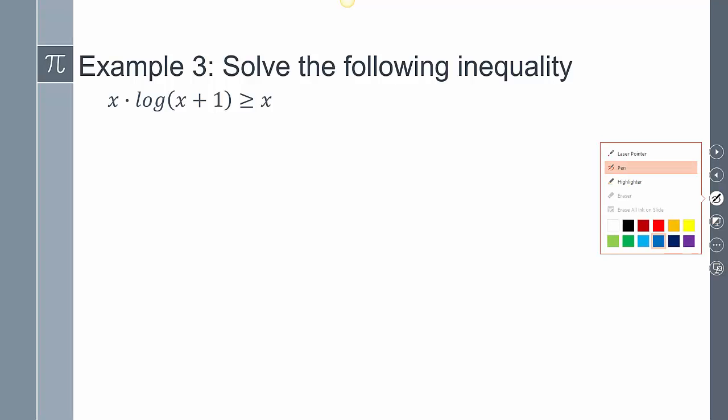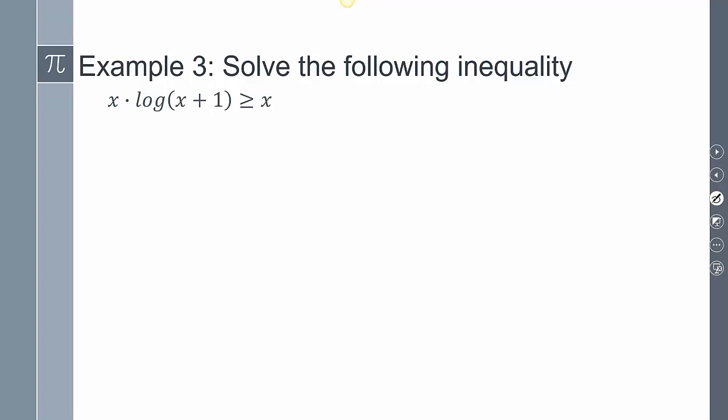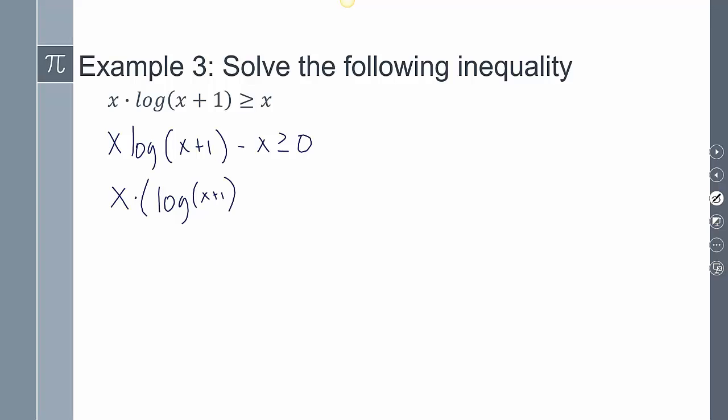This last one, it looks like I have x's on both sides, so maybe I should get all the x's to one side. So I'm going to get x log of x plus 1 minus x is greater than or equal to 0. Now that there's an x in common, factor it out. So I'm going to get x times log of x plus 1 minus 1 is greater than or equal to 0. So now using the zero product property, I can set each one equal to 0. So I can say x equals 0. And I have to say log of x plus 1 minus 1 equals 0.